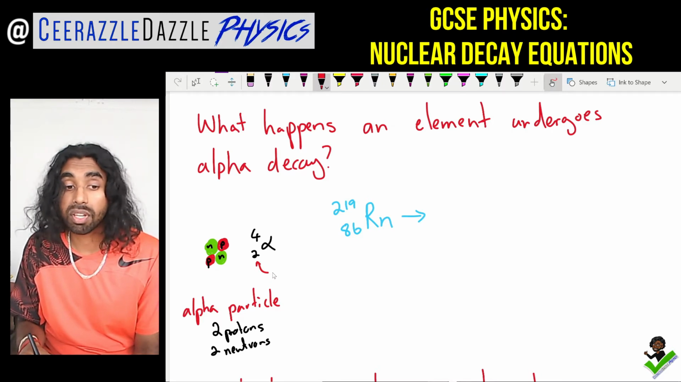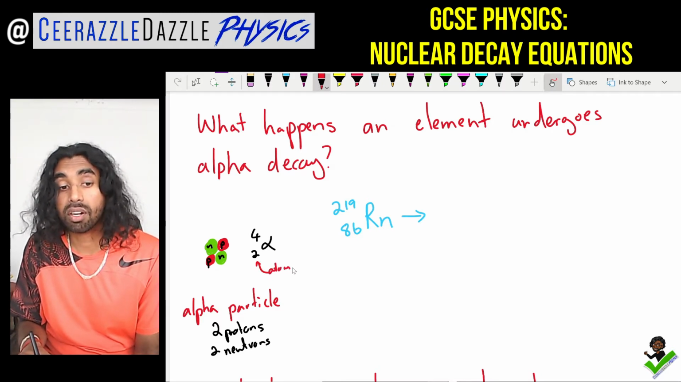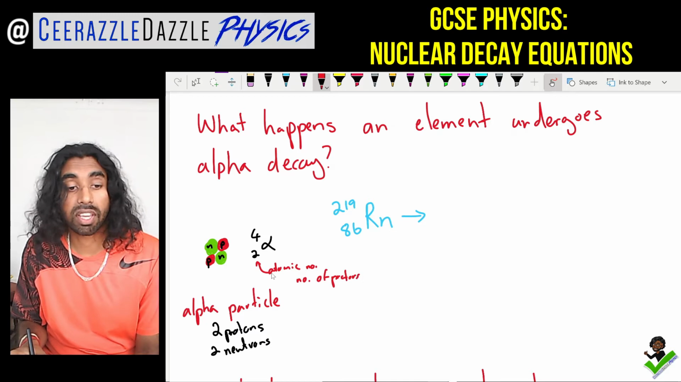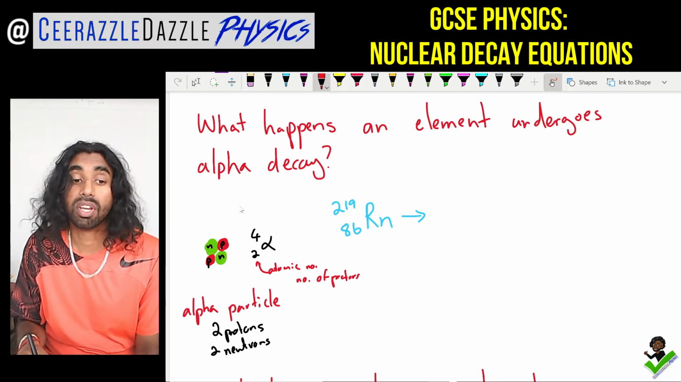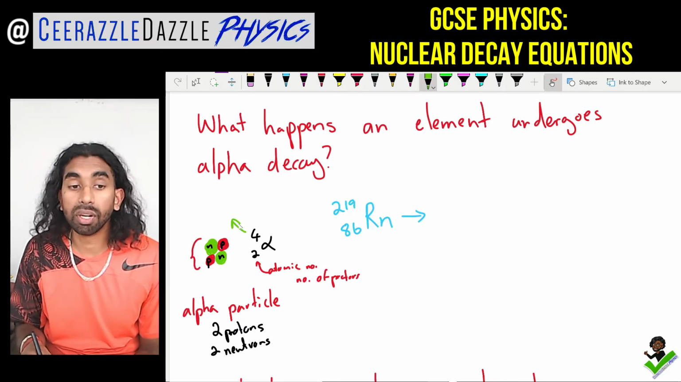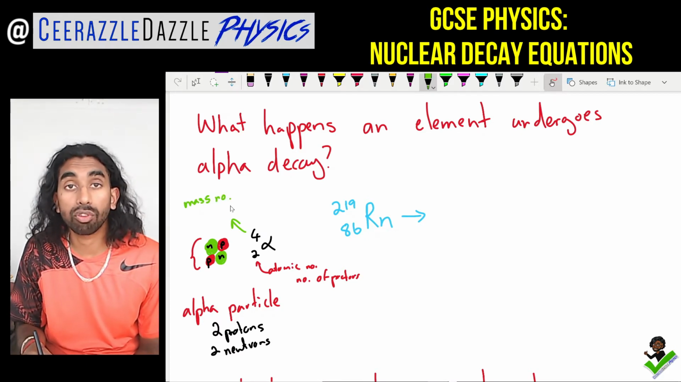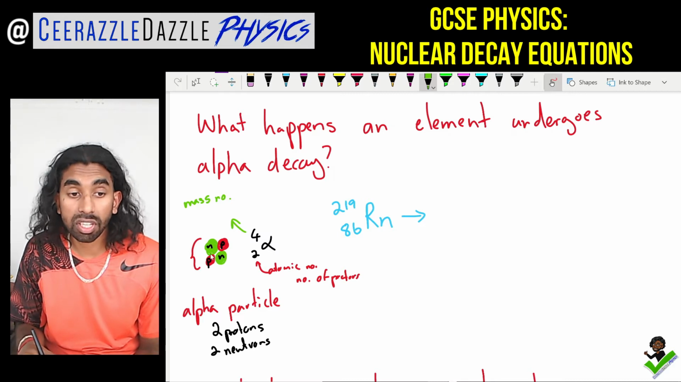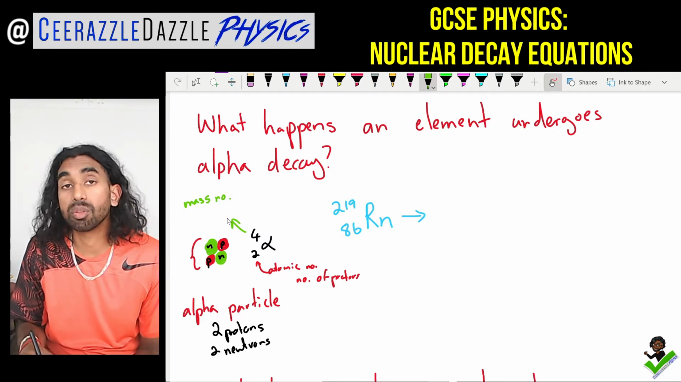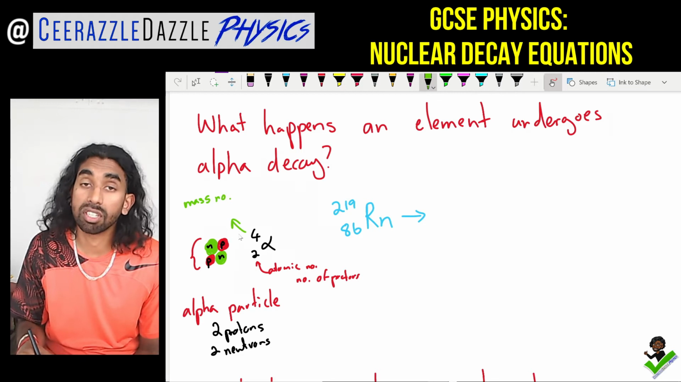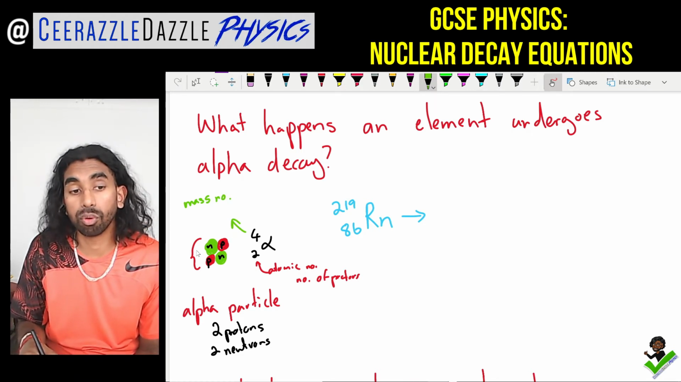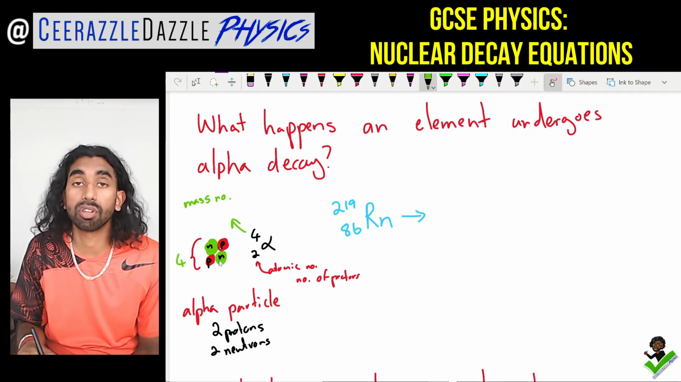Well, the bottom number is the atomic number, which is simply the number of protons, and as you can see over here, I've got two protons, that's the reason why it's 2. The top number is the mass number, and if you've forgotten, the mass number is simply the total amount of protons and neutrons. So as you can see, I've got 1, 2, 3, 4. That's the reason why it is 4, because it is the total amount of protons and neutrons. I've got 4 nucleons in total.